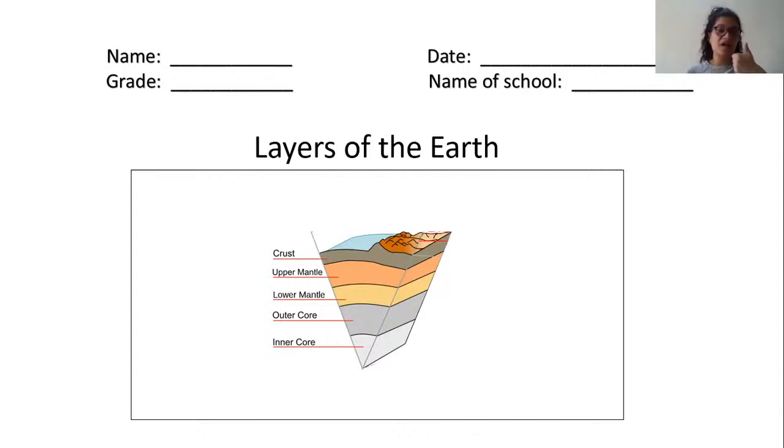So first comes our crust, then our upper mantle, lower mantle. We are not doing the lithosphere, asthenosphere. That's perfectly okay. So we are doing the crust, the upper mantle, lower mantle, outer core, and inner core. These 5 things you'll need to mention. Yes, so let's draw it beautifully.